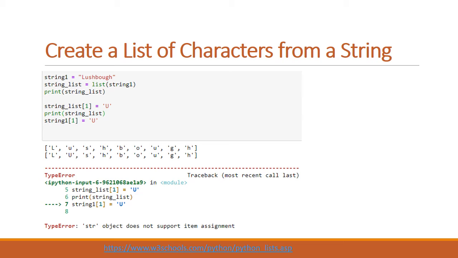If we try to do the same thing with our string 1, we try to change the first character in our string, we generate an error. And this is just emphasizing that strings are immutable. So we can change elements within a list, but we cannot directly change characters within a string.